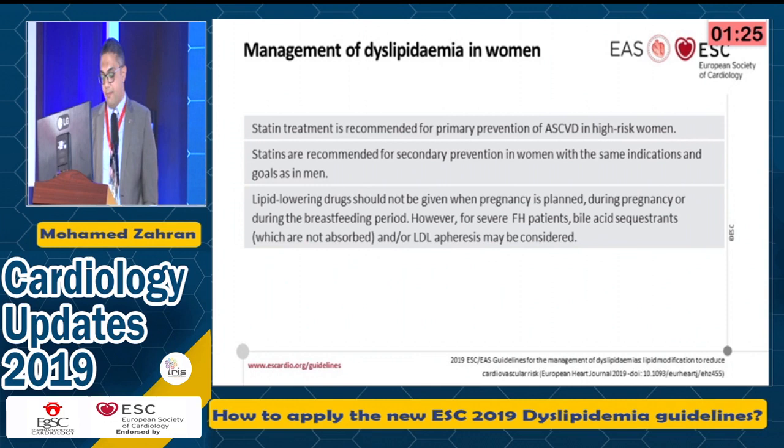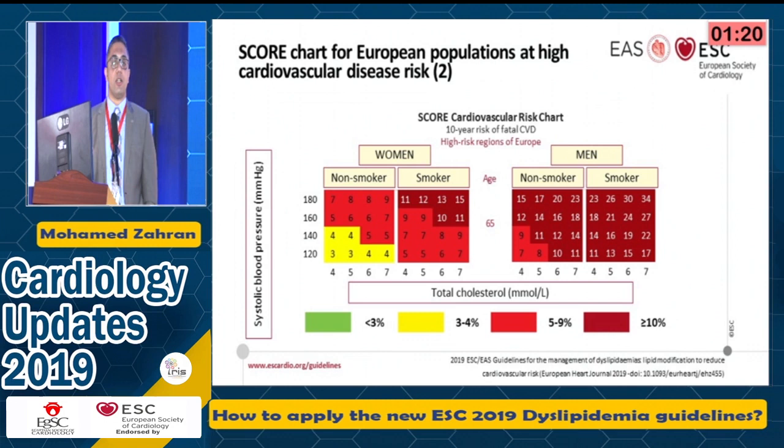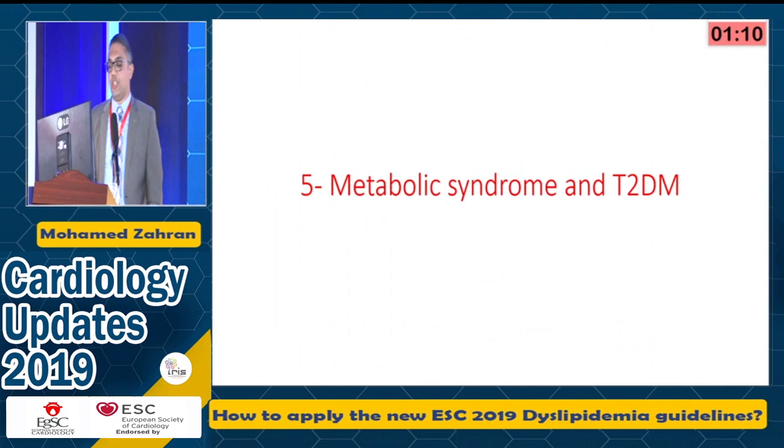For elderly, as I said previously, and we remember this chart, they are all red above the age of 70. And most of them are red at the age of 65, so please be as aggressive as with the regular population.